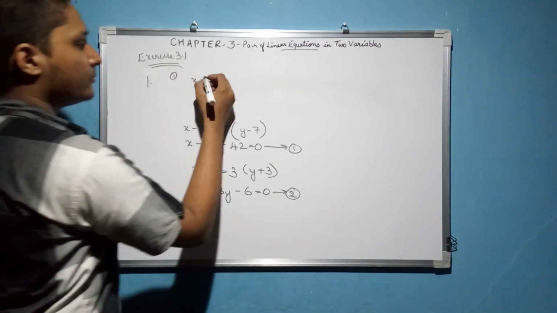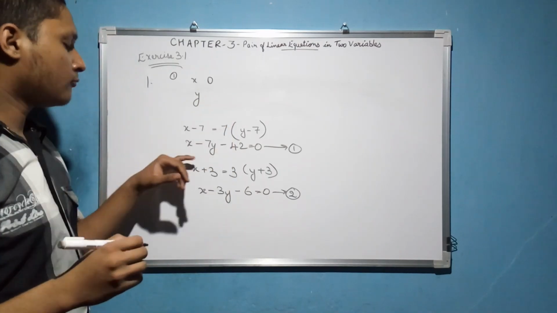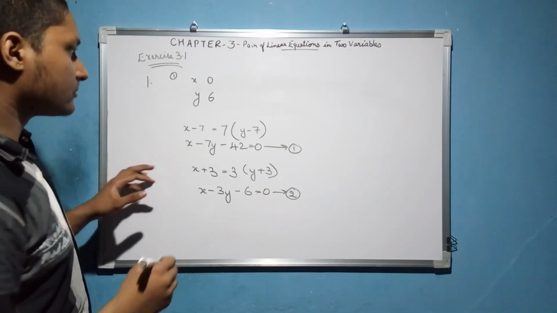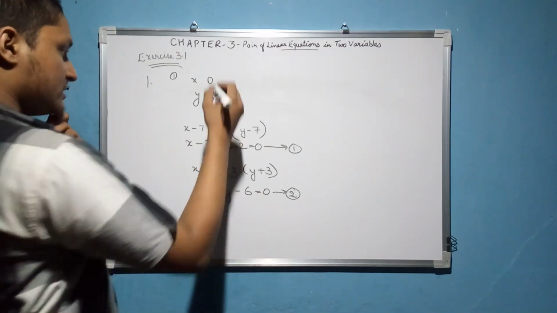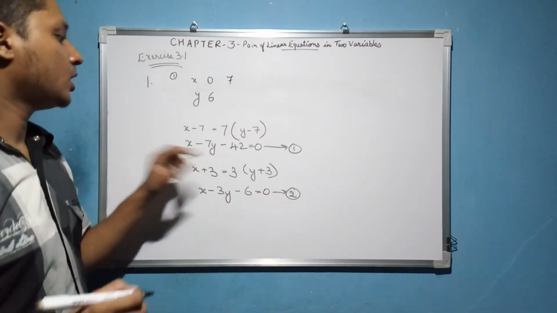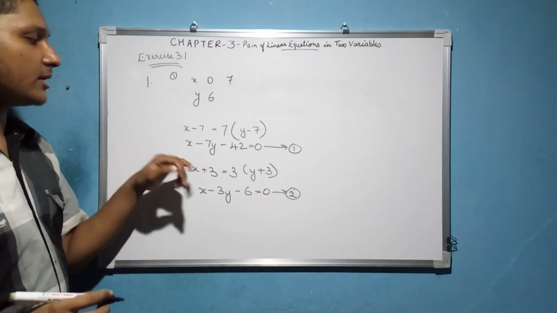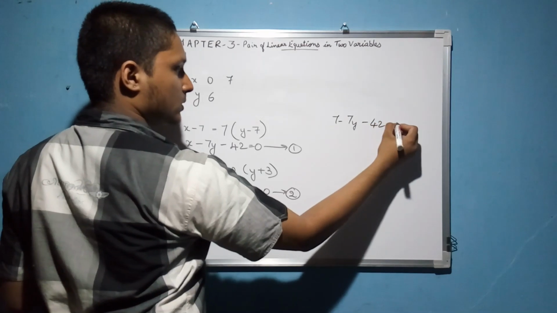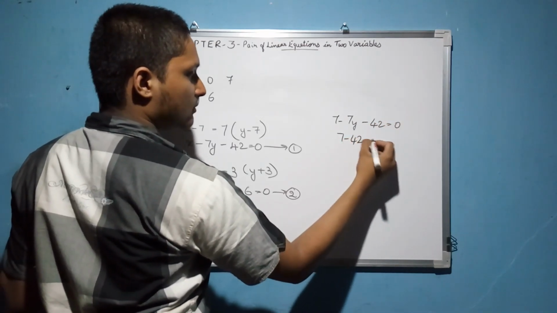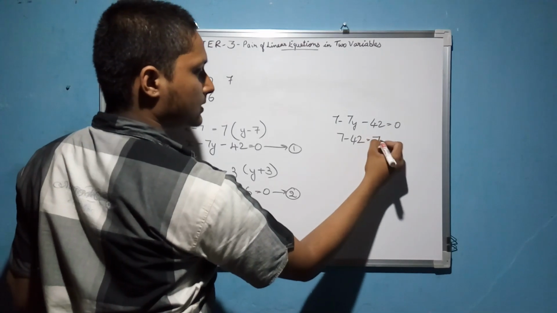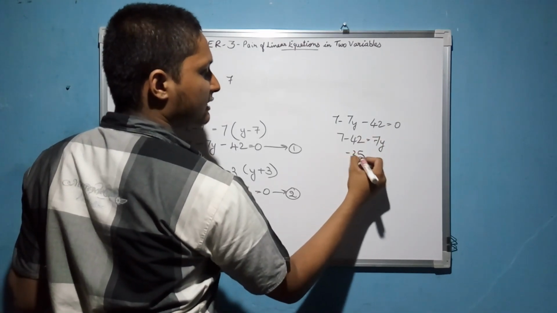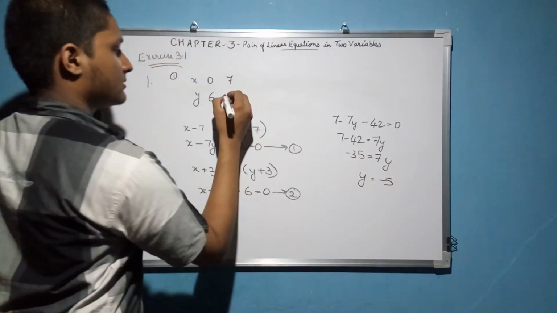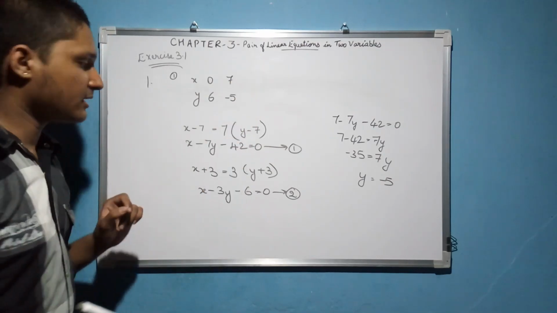So when x is 0, what will be y? This is going to get cancelled. y is going to be 6. Okay, next one will take x to be 7. When x is 7, what is y going to be? Okay, so how we will try that: 7 minus 7y minus 42 is equal to 0. 7 minus 42 is minus 35, divided by 7. So y comes to be minus 5. This is minus 5. Okay.